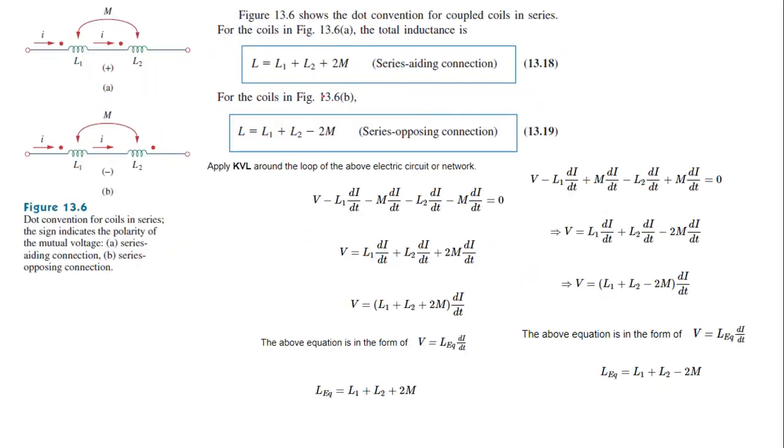So let us discuss the series connection of coupled coils. So we have two coils L1 and L2 which are connected in series, and these coils are coupled coils. Coil 1 has self-inductance L1 and coil 2 has self-inductance L2, and since it is a coupled coil we have a mutual inductance M acting between these two coils. Okay, and the current flowing in this coil is taken as I.